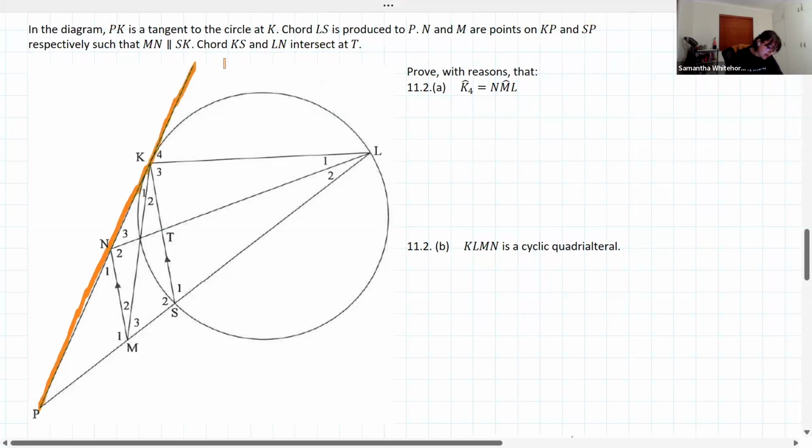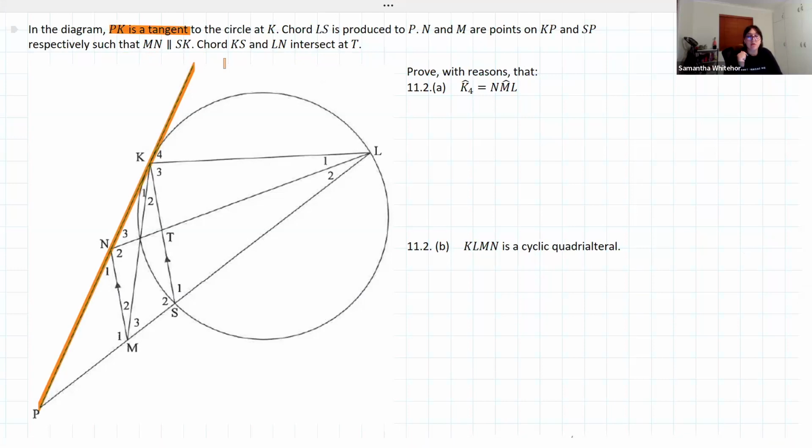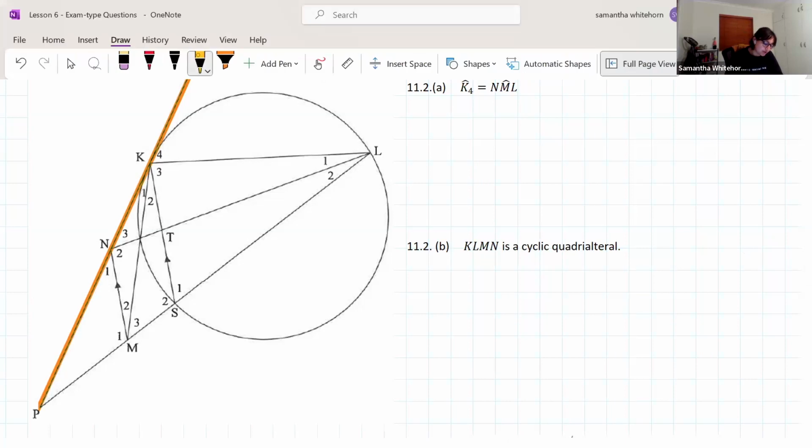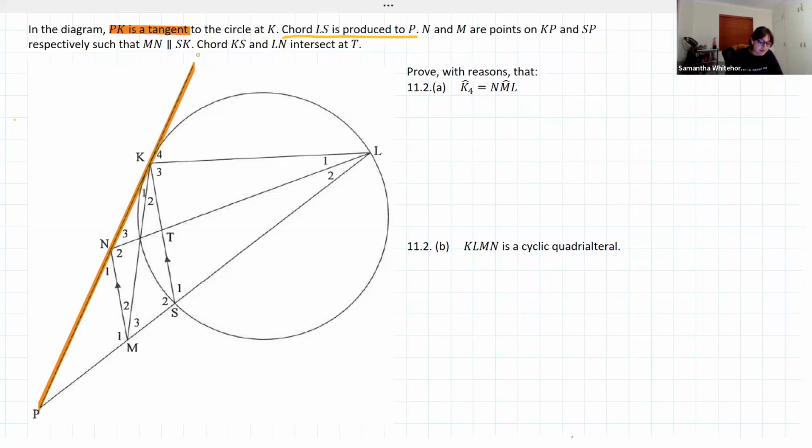So we were told that PK is a tangent. Now, the second you are told something is a tangent, you should automatically be thinking tan chord and tan perp radius. In this case, we don't know where the center of the circle is, so tan perp radius is not relevant for us. Tan chord, we should be thinking about. When we are told that a chord is produced, so here it says chord LS is produced to P, here's the chord LS. Produced just means it's extended to meet at point P. That's all it means. There's nothing special about produced. So we've got a chord, it's extended, great.